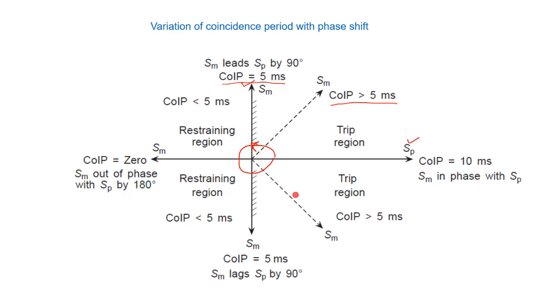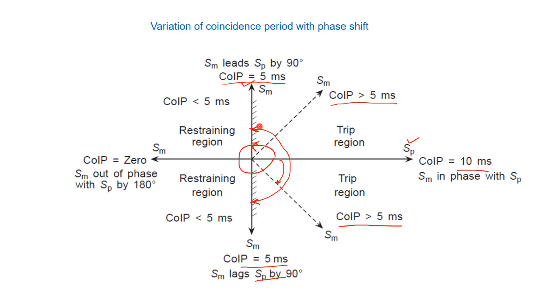And similarly, if SM is lagging SP, this is your lagging side. If SM is lagged by exactly 90 degree, then the coincidence period becomes 5 millisecond, and when it is within minus 90 to 0, we have a coincidence period greater than 5 millisecond. That means when SM is in phase with SP, the coincidence period becomes 10 millisecond, which is greater than 5 millisecond. So what we can observe here is this is your trip region.